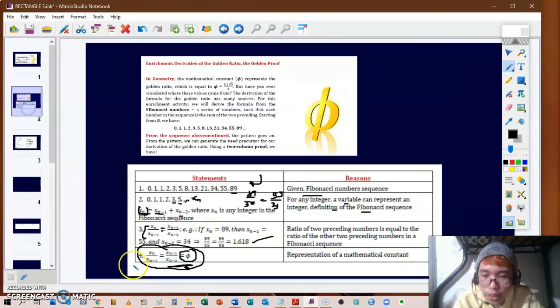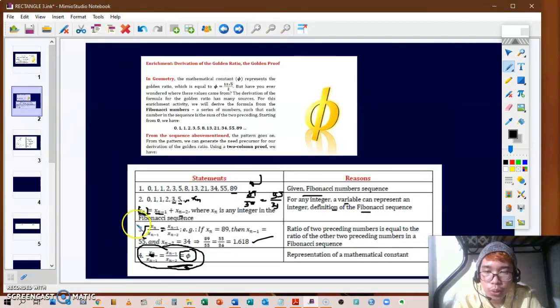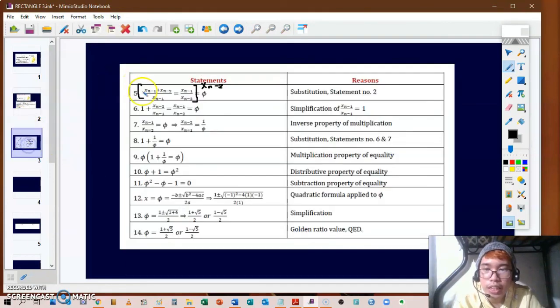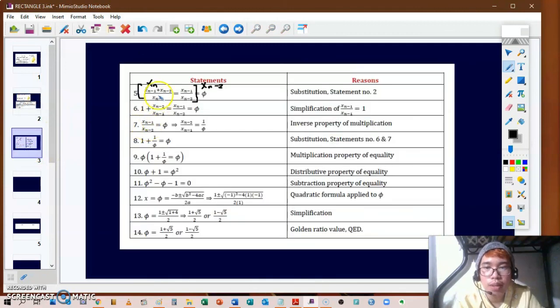From here we can see that we have an x sub n, and this x sub n can be substituted. If you look back at statement number 2, the value of x sub n is equal to x sub n minus 1 plus x sub n minus 2. We can put this here at number 5. So you have x sub n minus 1 plus x sub n minus 2, all over x sub n minus 1, is equal to the ratio that we have here, x sub n minus 1 over x sub n minus 2. When you divide, it cancels out and gives you 1.